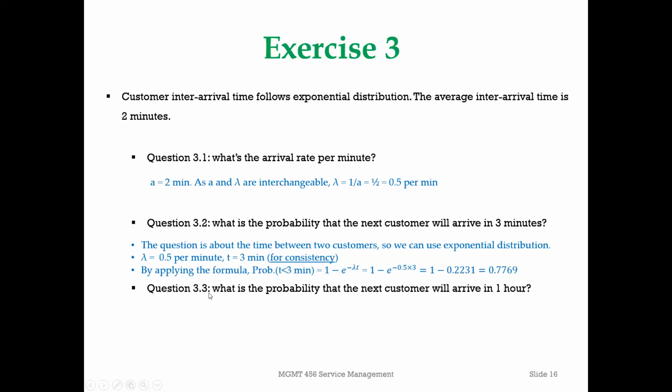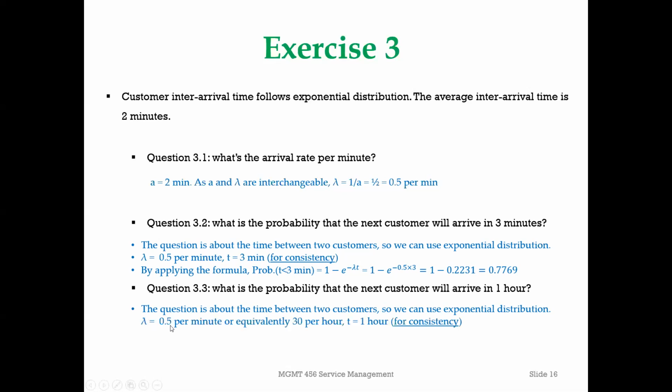Next, question 3.3. What is the probability that the next customer will arrive in 1 hour? This is talking about inter-arrival time: the inter-arrival time between this customer and the next customer will be less than 1 hour. So we can use the exponential distribution. However, please pay attention to the time unit. Here we're talking about 1 hour, so we have to use a per-hour arrival rate, or convert 1 hour to minutes.